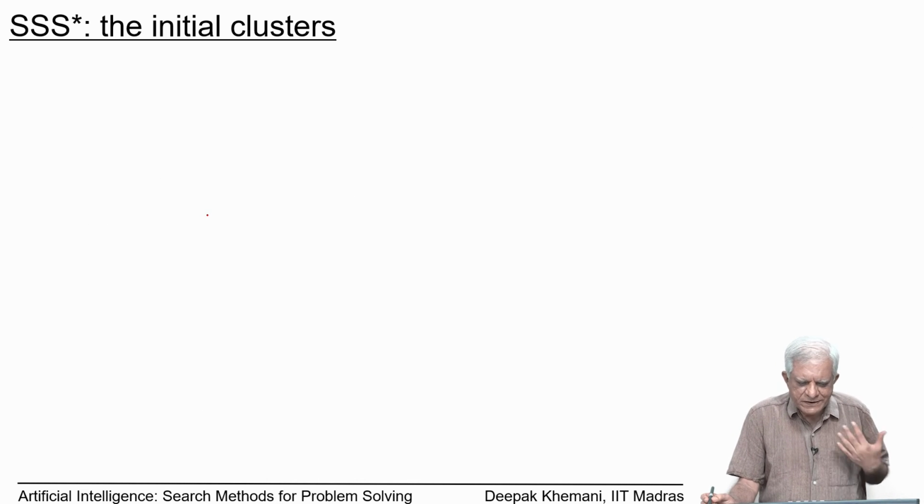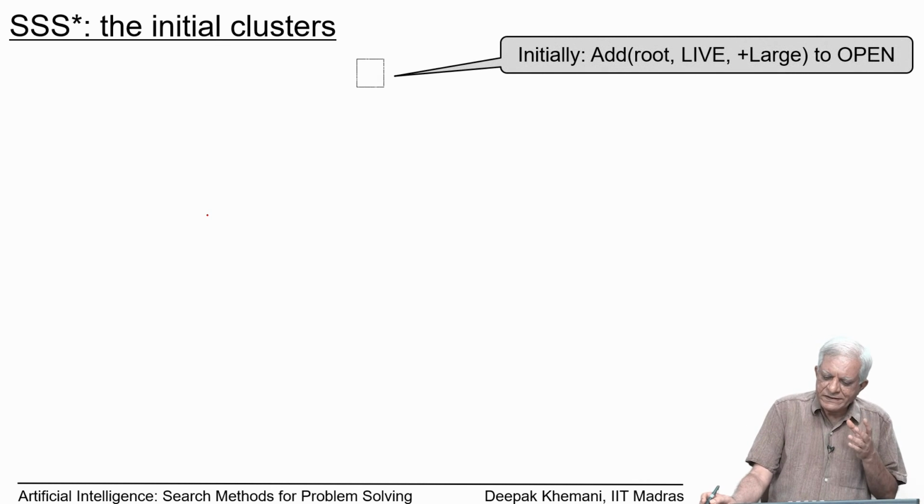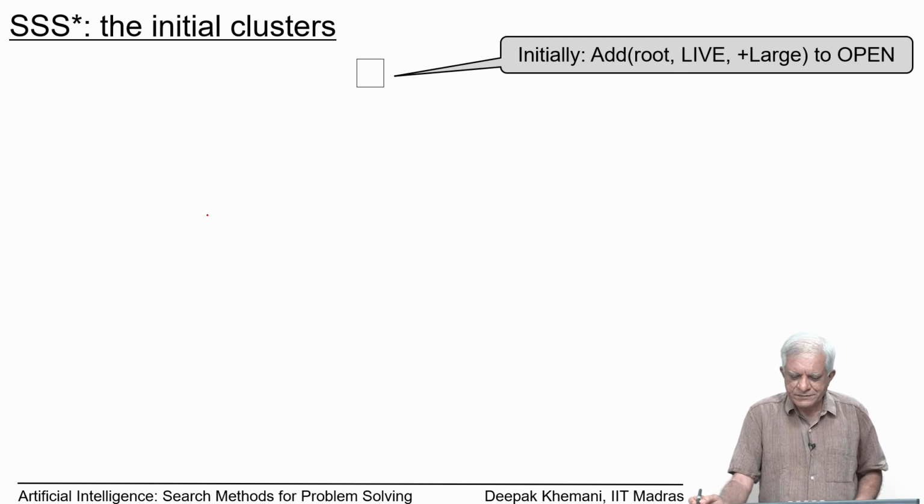So, let us again go through this process. First, we initially add the root node as a live node with a value of plus large to open essentially. So, our priority queue has only one node in it essentially. Then we follow the algorithm. What does the algorithm say? Pop this node from the priority queue. If it is a live node and if it is a max node and if it is not a terminal node, then add all its children.